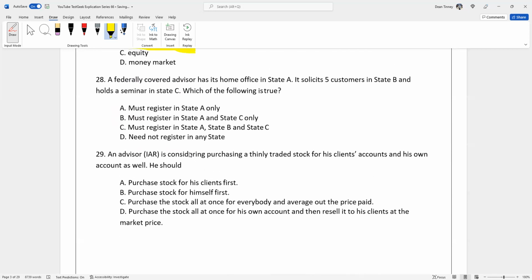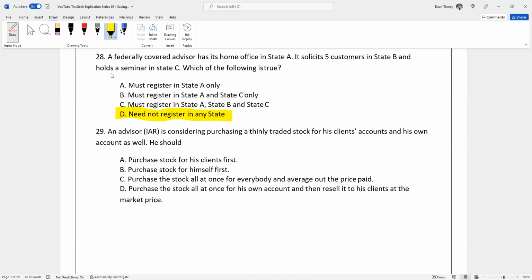A federally covered advisor has a home office in state A. It solicits 5 customers in state B, and it holds a seminar in state C. Which of the following is true? Now, again, what I recommend is that you give some state names here. So federally covered advisor has his home office in Nevada. It solicits 5 customers in California, and it has a seminar in Utah. Which of the following is true? I don't need to register in any of these states. Again, because I'm federally covered. So the answer there is D.